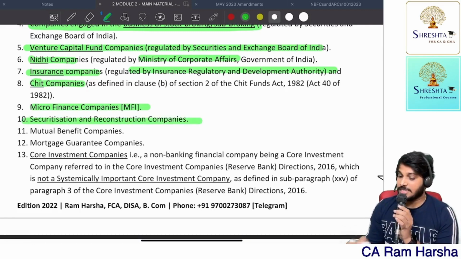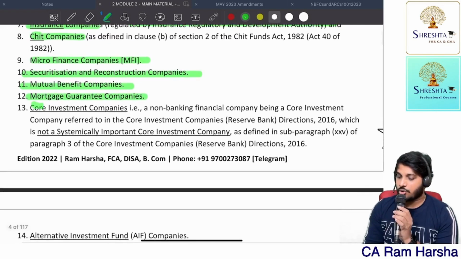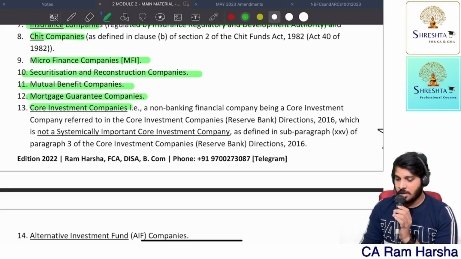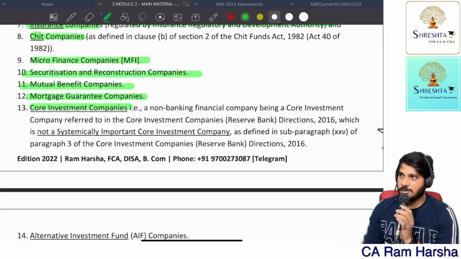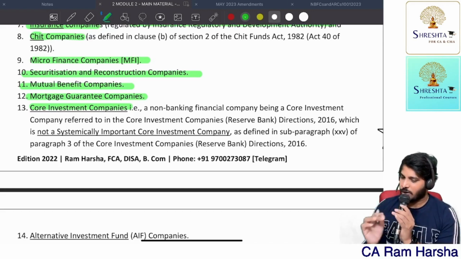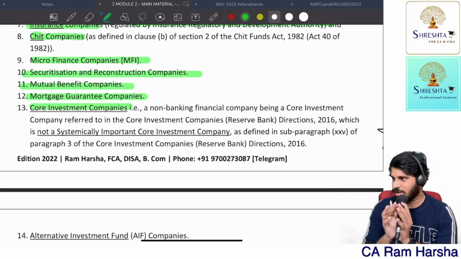SRCs, securitization and reconstruction companies, mutual benefit companies, mortgage guarantee company, core investment company. See, mutual benefit companies means probably mutual fund companies, collective investment scheme companies, all that might come. Mortgage guarantee company means, see, there are certain companies... what exactly they do? I think above all, businesses similar to banking, non-banking, normal businesses.